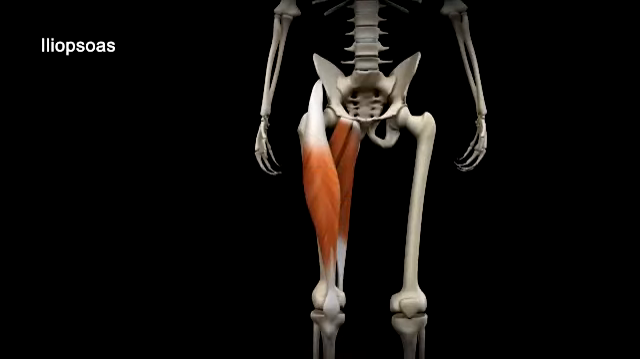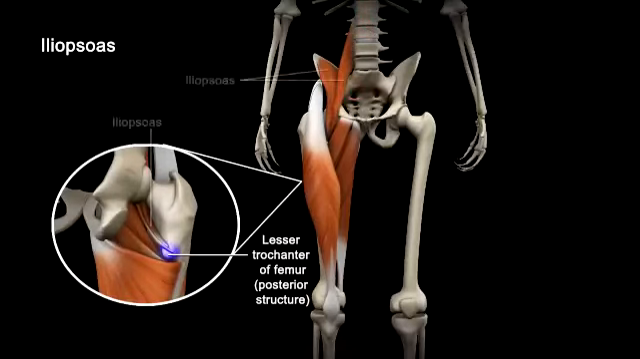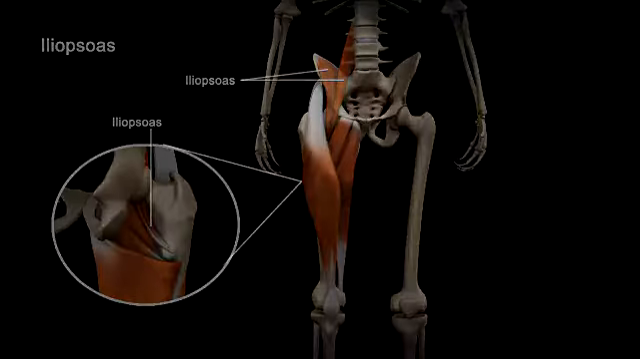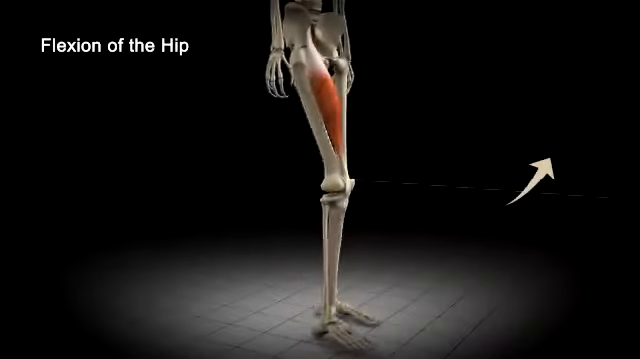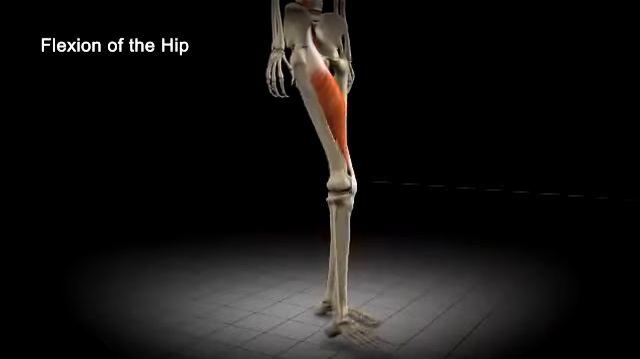Finally, the prime mover of hip flexion, the iliopsoas, originates on the bodies of the lumbar vertebrae, the iliac fossa, and the sacrum, and inserts on the lesser trochanter of the femur. This large muscle and the other synergists act to provide the movement of hip flexion.